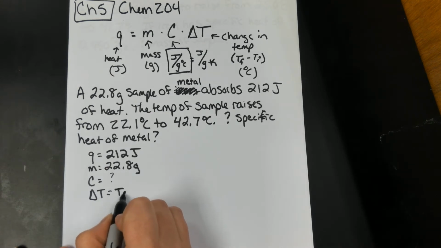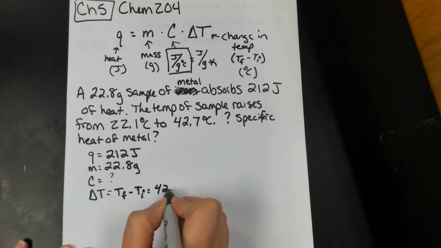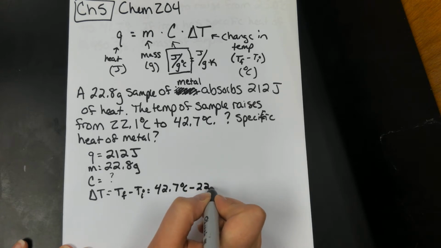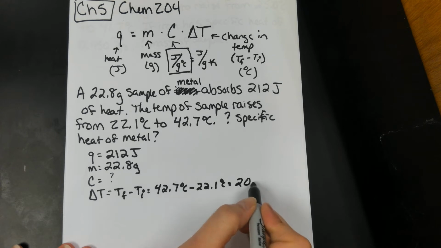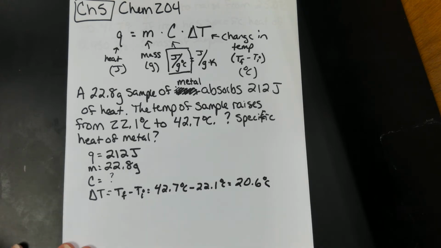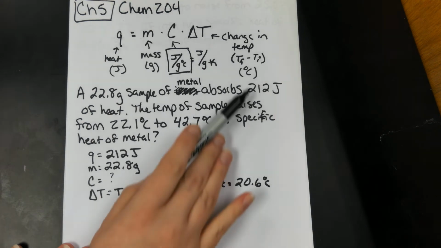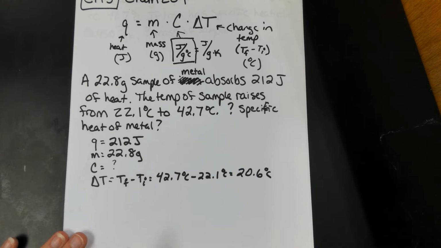So it's going to be T final minus T initial, which would be 42.7 degrees Celsius minus 22.1 degrees Celsius, which I believe would be 20.6. Let me do a quick double check in my head. Yep, that's going to be 20.6. That's the change in temp. These are all in the correct units: degrees Celsius, grams, joules, so they're ready to be plugged in.